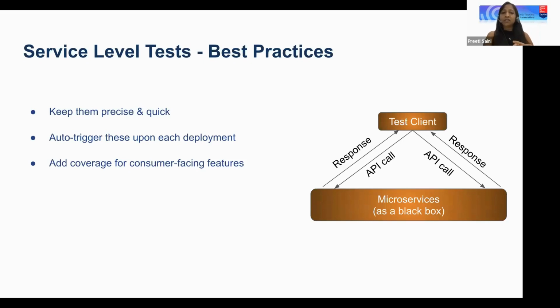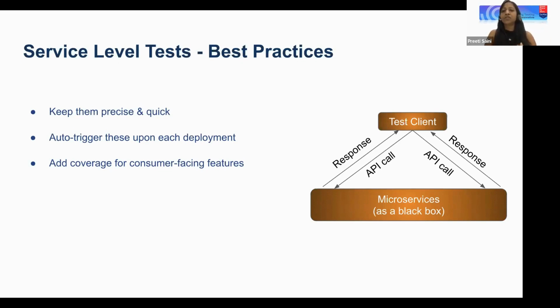Also, as part of these service level tests, add coverage for your consumer facing features, right? What we mean is that microservices work for domains, and they are built to provide capabilities and features to the users. So when you write these service level tests, along with ensuring that your immediate downstream services' configurations are intact and you are able to interact with them, also add the key capabilities that you are offering, because if those features are not being met, that becomes a blocker, right? So add those features to these tests and see that they are always green.